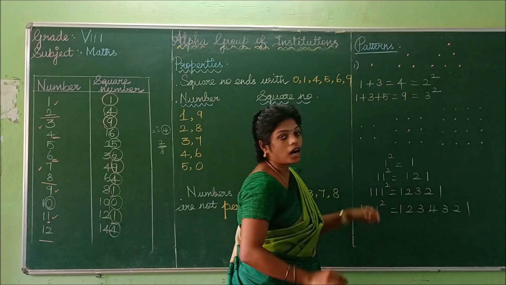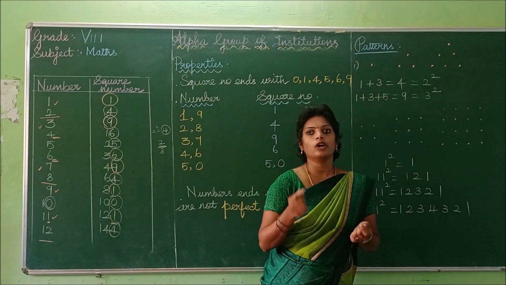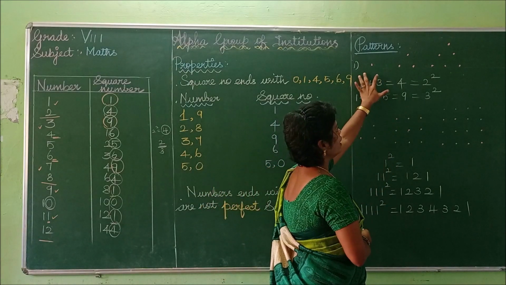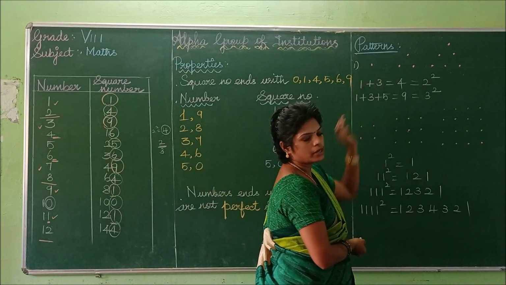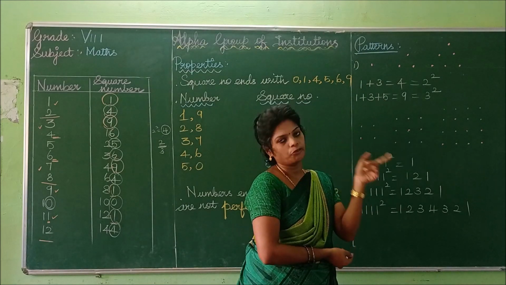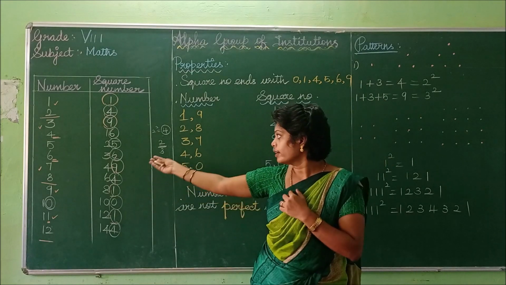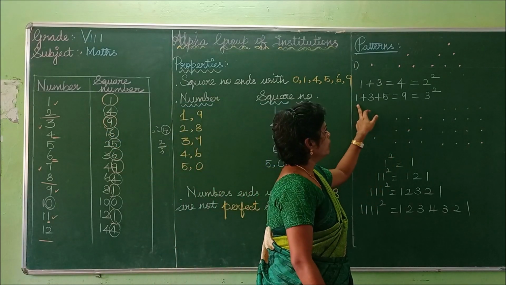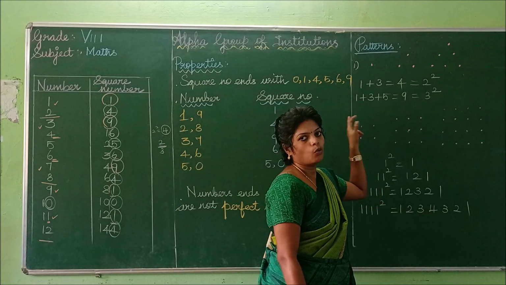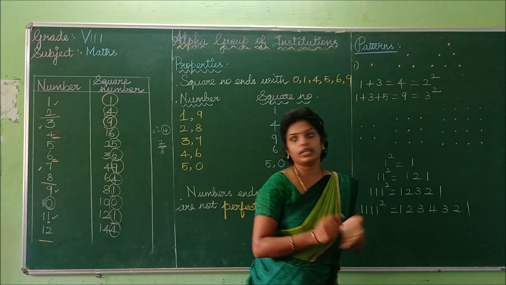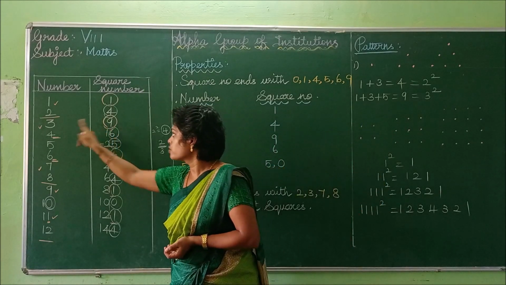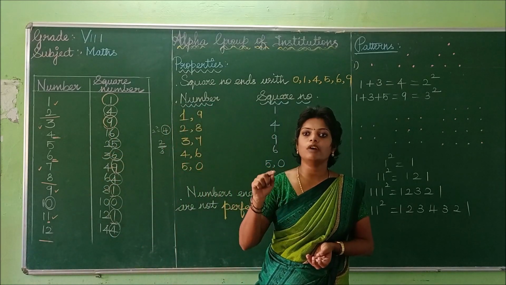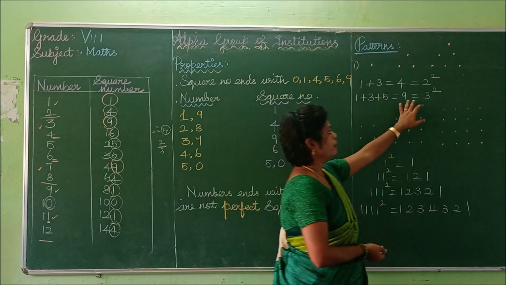So I am taking the odd number pattern. What are the odd numbers? 1, 3, 5, 7, 9, 11 up to etc. Now I am going to add the first 2 odd numbers. What are the 2 odd numbers? 1 and 3. 1 plus 3 is 4. So 4 is the square of what number? 4 is the square of 2. So 2 squared. Then I am going to add the 3 numbers, 1, 3, 5. What is 1, 3, 5? That is 9. Sorry, 9 is the square value of 3, 3 squared. Okay, I have represented that also.